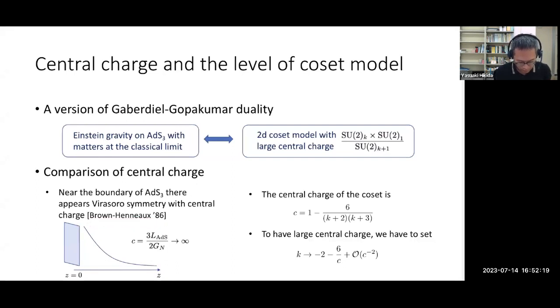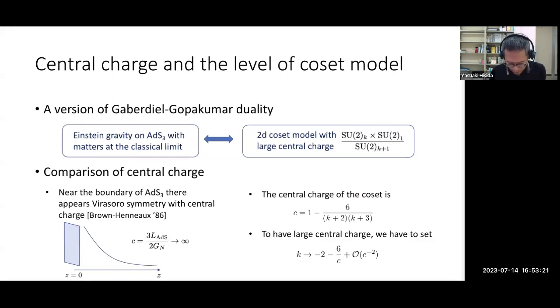If we take Newton's constant to 0, the classical gravity limit, then this goes to infinity. Therefore, the large central charge limit corresponds to the classical gravity limit. And for this 2D coset theory, the central charge can be computed like this. As I said, if k is a positive integer, then this is a minimal model, and in that case this must be less than 1. So we cannot realize a large central charge if we require unitarity of the theory. So we relax this condition of unitarity. And then we can realize a large central charge if we take k to -2 or -3. Here, this is just a kind of choice. So we take k to -2.